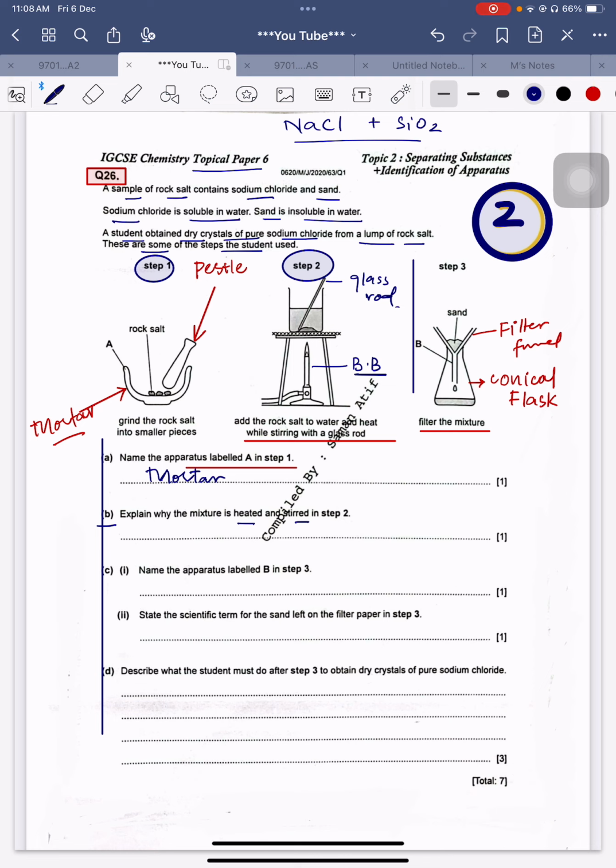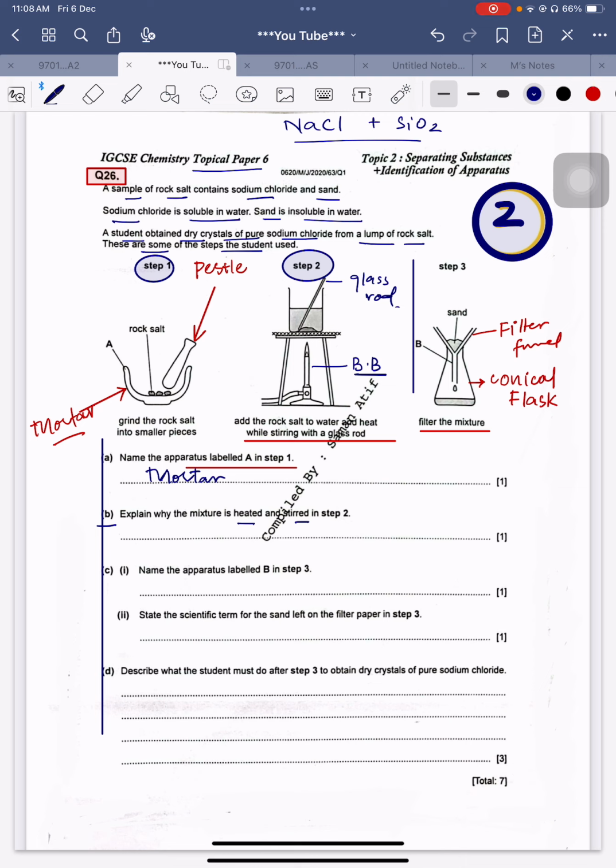And what is differential solubility? I have discussed this already while teaching you the separation techniques. Differential solubility means the solubility of two substances differs in the same solvent. For example, consider the solvent water, whereas the two solutes can be sodium chloride or sand. Sand is insoluble in water, whereas sodium chloride is soluble in water. So they have different solubility in the same solvent. This process is called differential solubility.